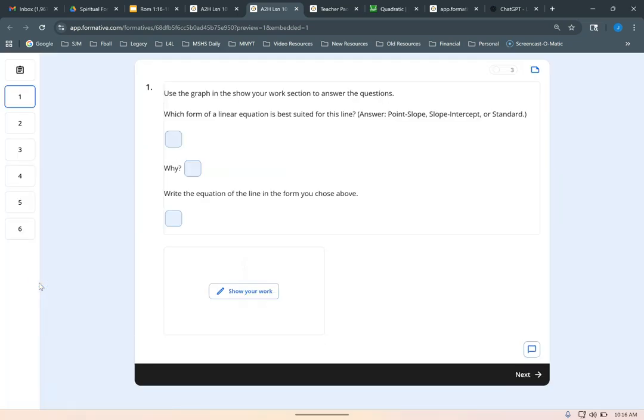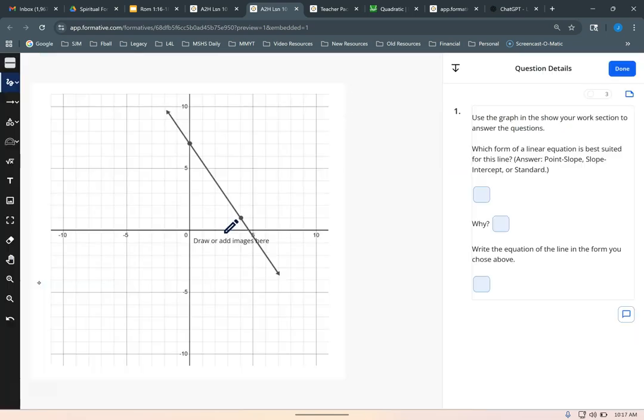All right, so the first one: use the graph in the Show Your Work section to answer the questions. Which form of a linear equation is best suited for this line? You're going to type in your answers, and make sure you type them like they look here to get them right: point-slope, slope-intercept, or standard. Those are going to be the 3 answers you're going to use in that first one. And then I want you to tell me why. Why do you know which one that is? And then you're going to write the equation of the line in the form that you chose above.